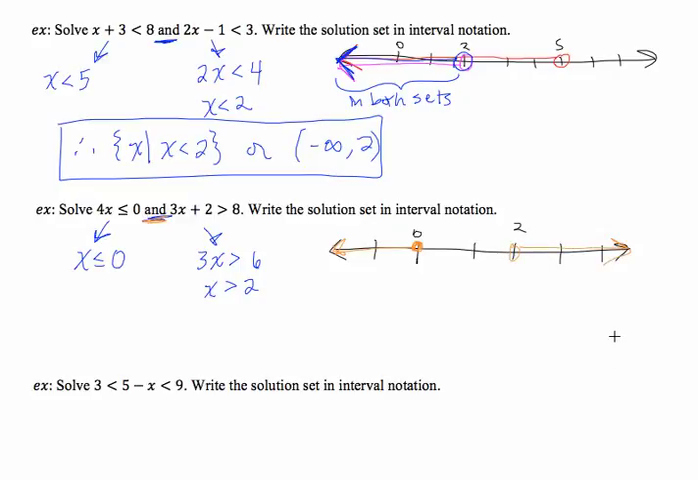Well, that's not possible. These sets don't overlap. It's not possible for a number to be in both sets. So therefore, this actually has no solution. And that's because these two sets do not overlap. A number cannot both be less than or equal to 0 and greater than 2.